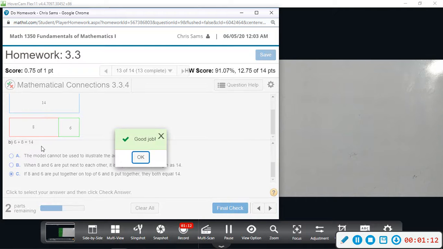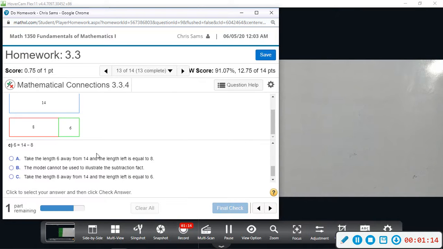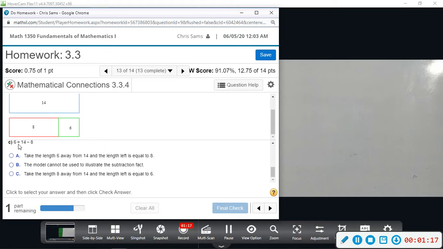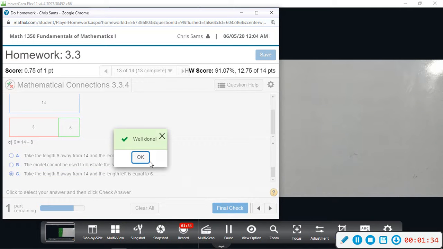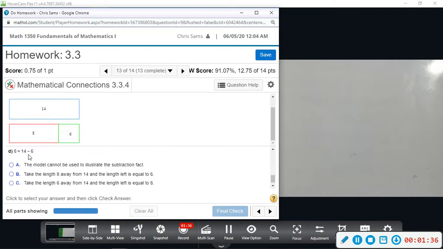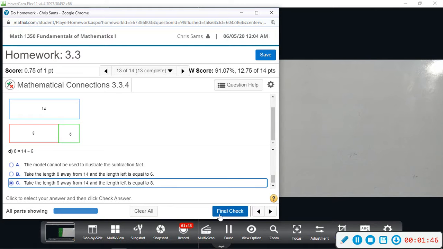So you want to use your model to answer the question. This one we have 6 and we're taking away, we have 14 taking away 8. So C, take the length of 8 from 14 and the length of 6 is left. That represents this model. And then D, we have 14 minus 6 is 8, so we want to take away 6. And D says take away the length of 6. We're left with 8.